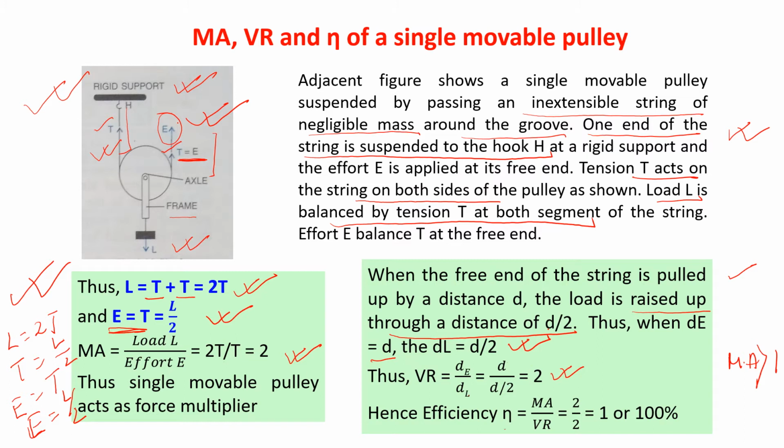Now efficiency is equal to mechanical advantage by velocity ratio. Mechanical advantage we are getting 2. Velocity ratio also we are getting 2, so the ratio is nothing but 1, or efficiency is 100%. Am I clear to you?